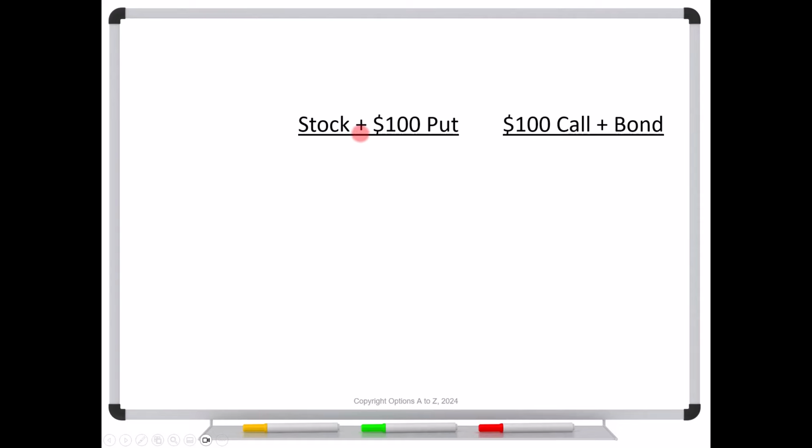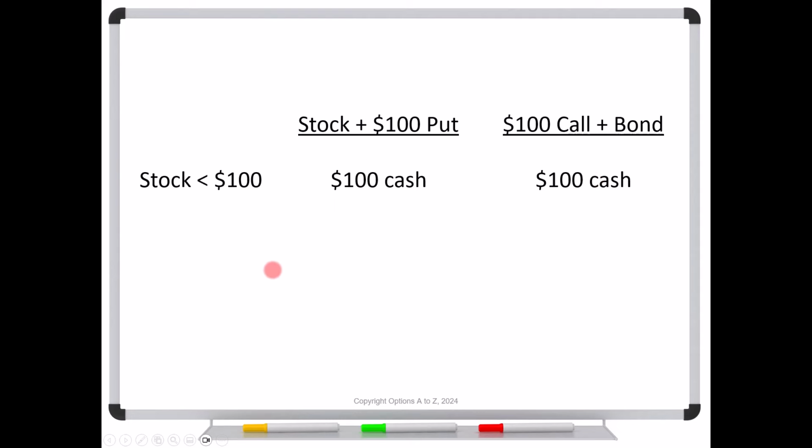Here's our stock plus put over on the left. Here is the $100 call plus a bond. Now let's say that the stock is below 100 at expiration. Well, as we saw before, the stock would be less than 100. We could exercise the 100 put and get $100 cash. What happens over here? Well, with the stock below 100, the call expires worthless, but we have a bond equal to the exercise price, equal to the same price of the put. And so now this trader is holding $100 cash, just like this trader.